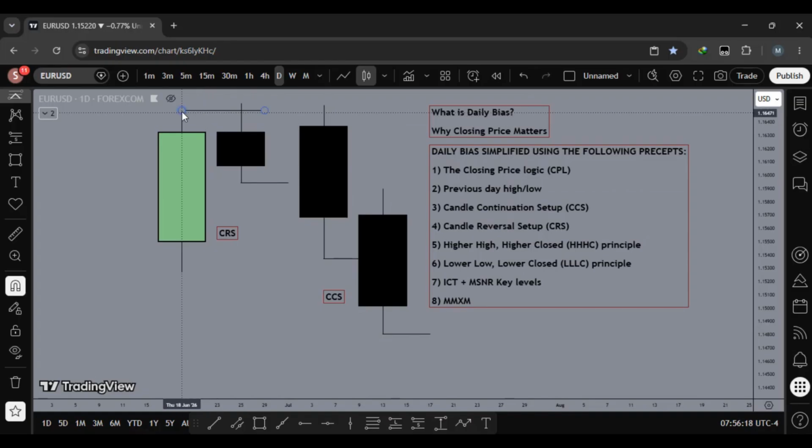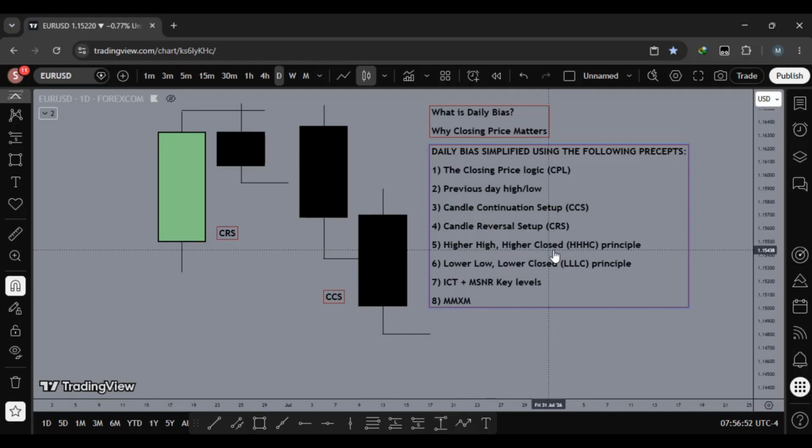Okay, then we also have what we call the previous day high and previous day low. So from here, price sweeps the previous day high and closes below. It shows reversal. Price runs below the previous day low and closes below it. It shows continuation. So two types of direction, reversal and continuation. So we are going to apply the previous day high, previous day low logic. Candle continuation setup, which is this, for our continuation direction. Candle reversal setup, which is this, for our reversal direction.